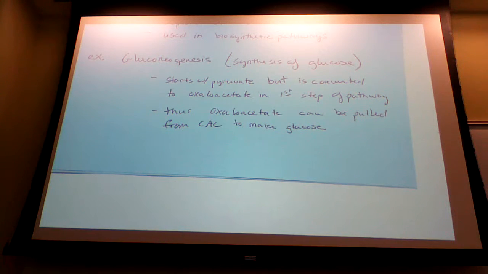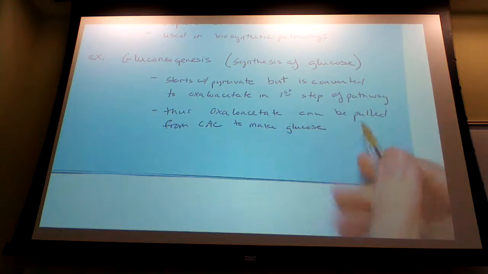Okay, there is one potential problem with that. Where is oxaloacetate in the citric acid cycle? Where is it located? The very beginning, or the very end. Mitochondria. Where does gluconeogenesis happen? Cytosol. How do I get oxaloacetate from the mitochondrial matrix to the cytosol? You convert it to malate.